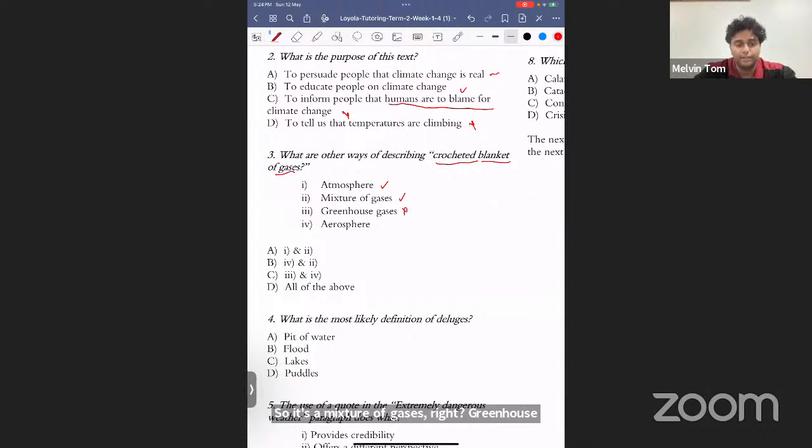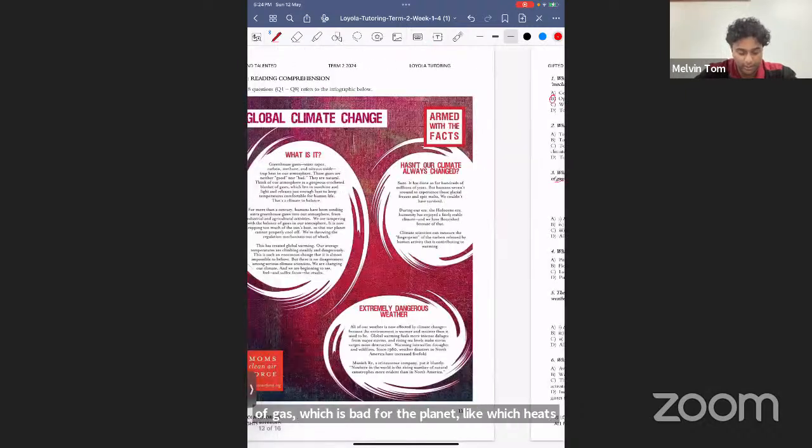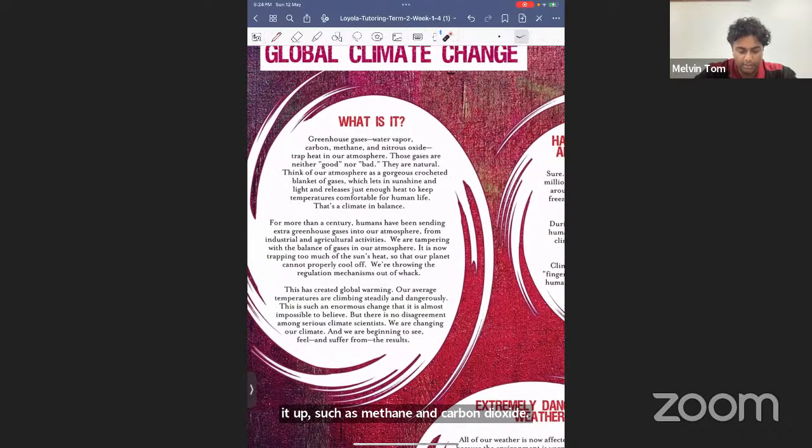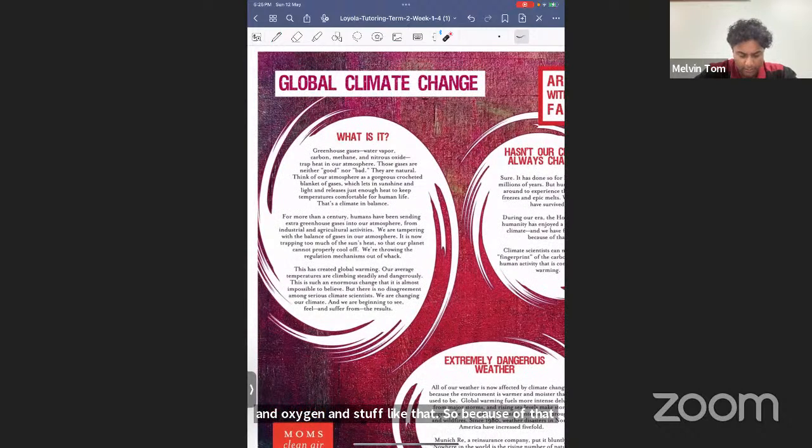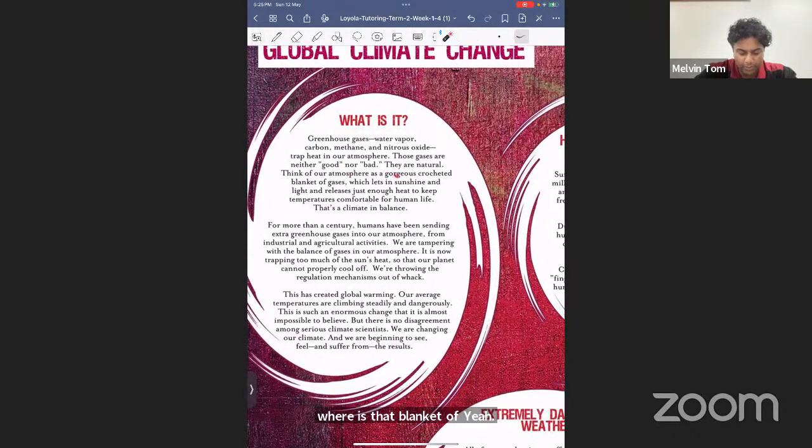Greenhouse gases I would disagree with, because greenhouse gases are a specific type of gas which is bad for the planet, which heats it up, such as methane and carbon dioxide, right? They've talked about it here, right? Greenhouse gases such as water vapor, carbon, methane, and nitrous oxide. But then our atmosphere is made up of nitrogen and oxygen and stuff like that. Sorry, one sec. Yeah. Think of our atmosphere as a gorgeous crocheted blanket of gases, right?